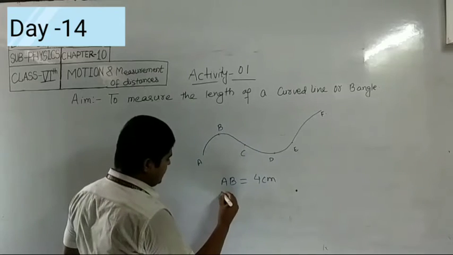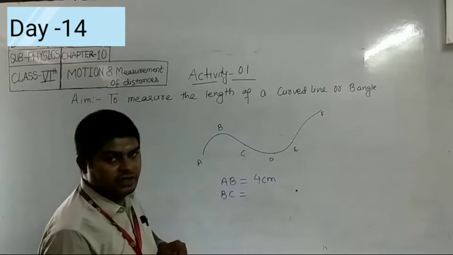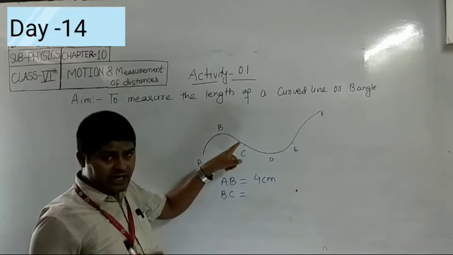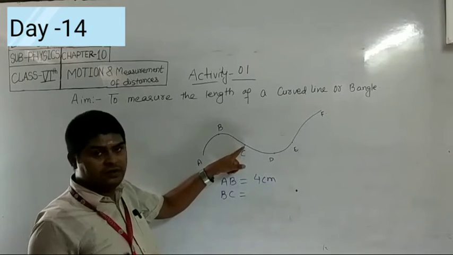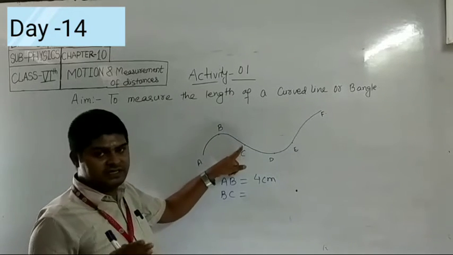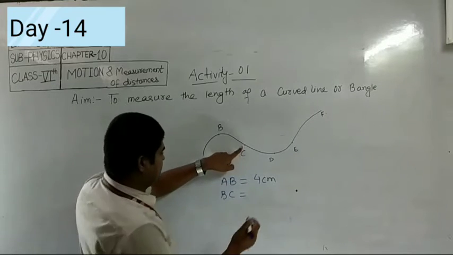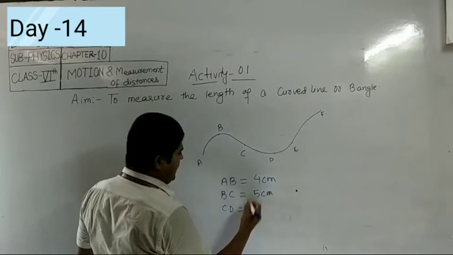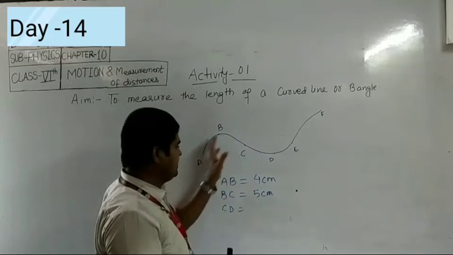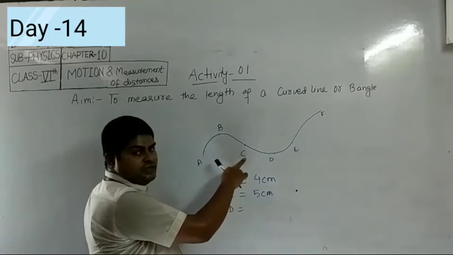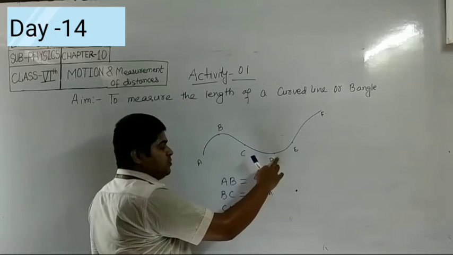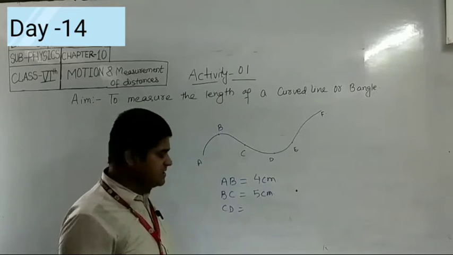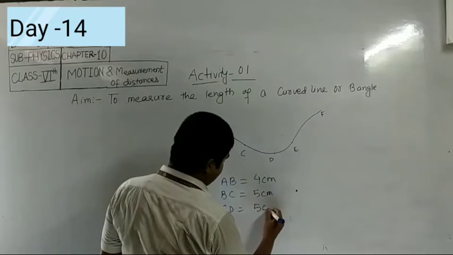Now you will do a similar activity. Put the starting end of the thread at point B and the other end at point C, and find the length of this thread on the scale. Suppose that this is 5 centimeter. Then you will do the same activity for CD. First end of the thread at C and the other end at point D, and find the length of CD with the help of the thread and on the scale. Suppose that it is also 5 centimeter.